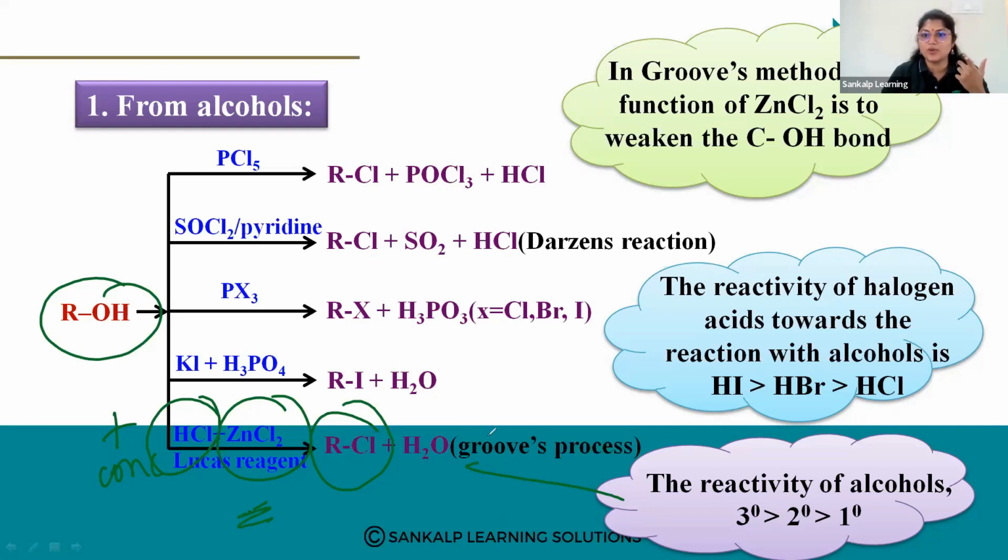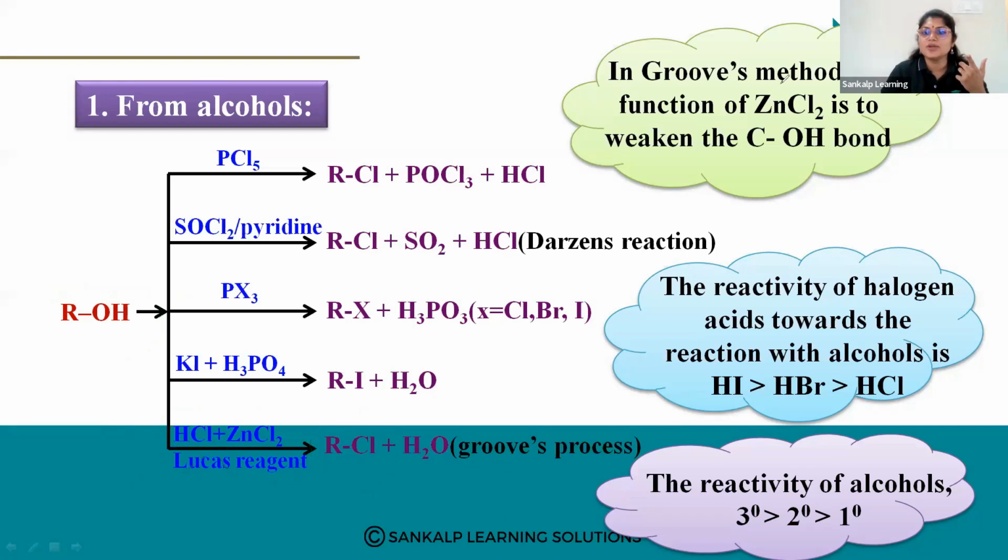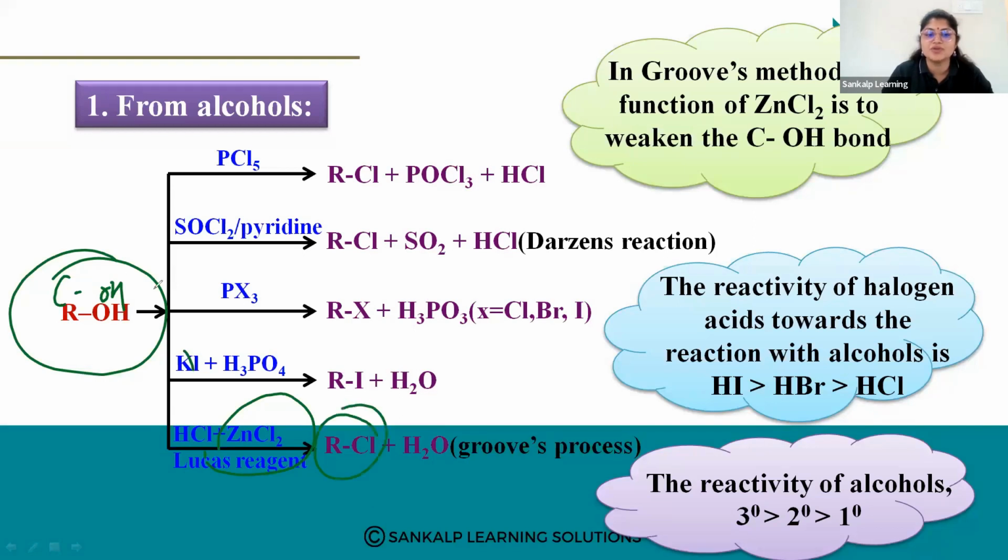Okay, so these are very important name reactions. Now, what is the role here? What is the role in Grove's reaction? The function of the ZnCl2: what is the role of this ZnCl2? It weakens this C-OH bond, and what is obtained? It is getting substituted. The OH is substituted by Cl.